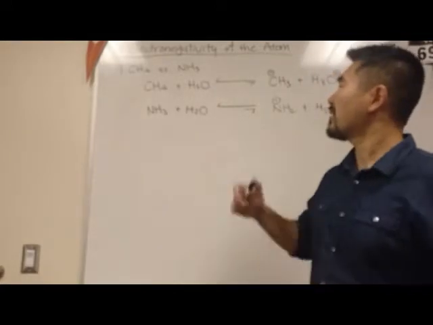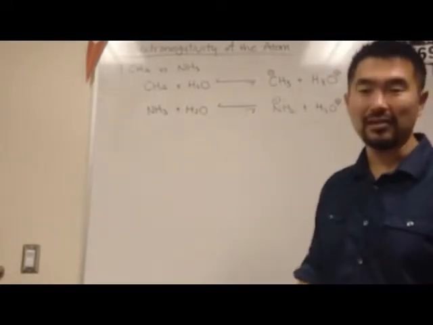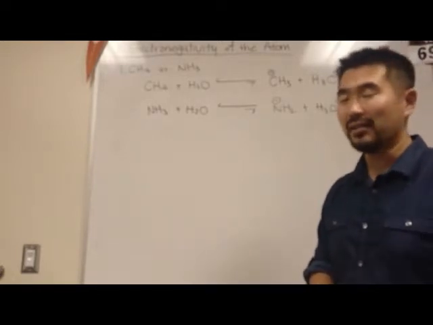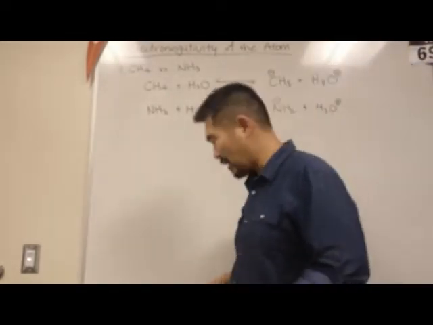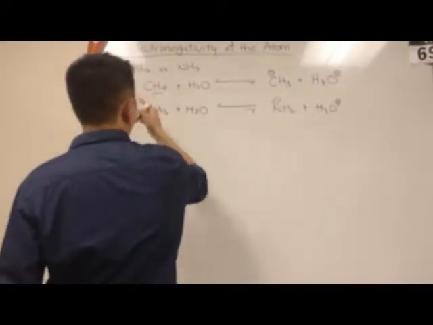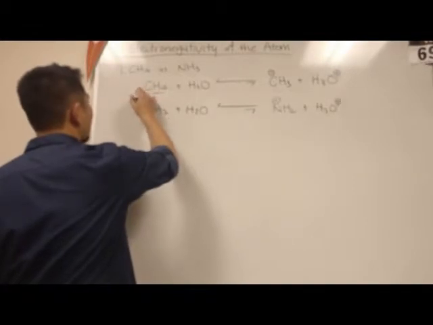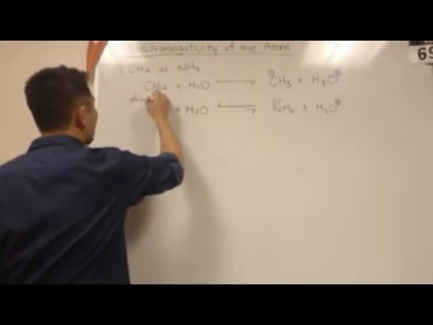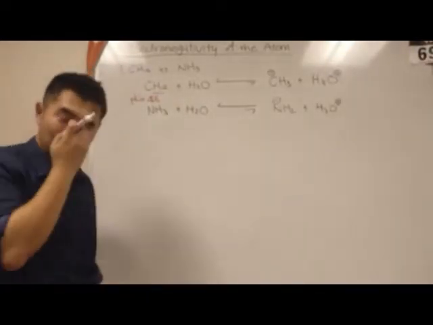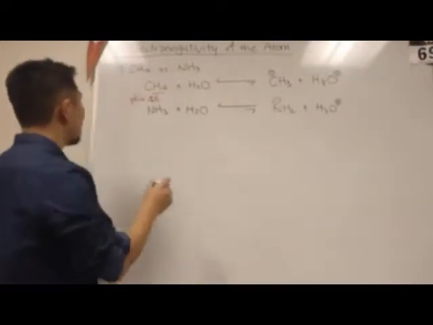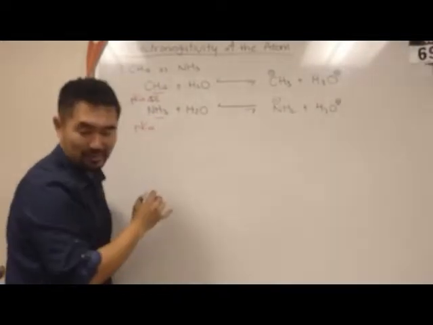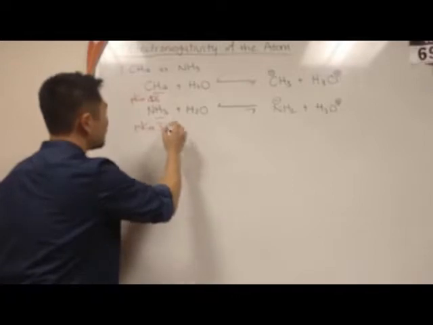We should be able to predict one of these is better than the other, even if you didn't know the pKa of these two. If you do know the pKa for the alkanes, it's usually roughly 50, and in fact, the pKa of these protons is roughly around 48. The pKa of ammonia's hydrogen is roughly around 36.